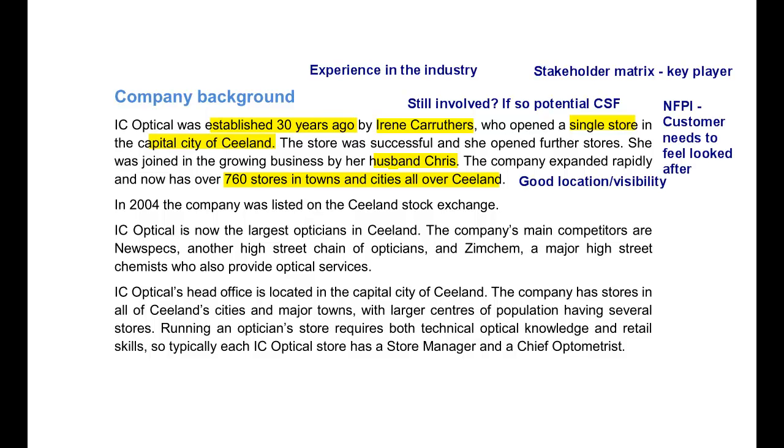What's also very important is that the company is listed on the Zealand Stock Exchange. Now there's a lot we can read into that.